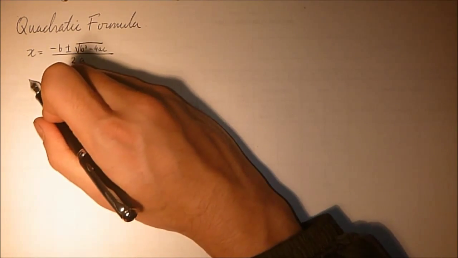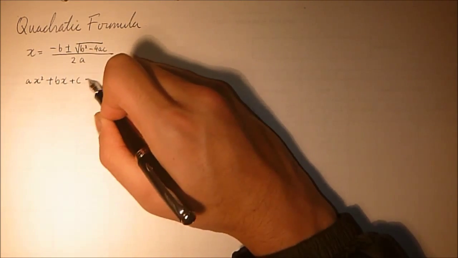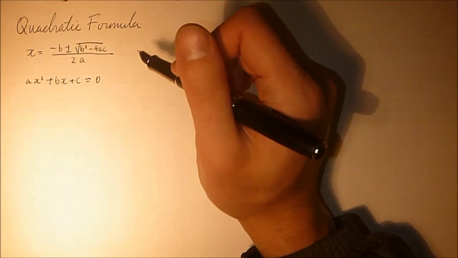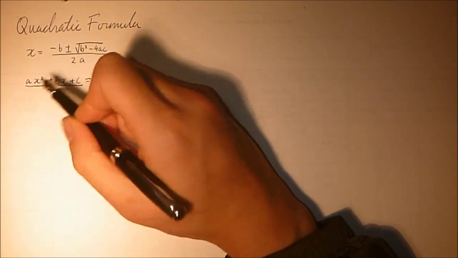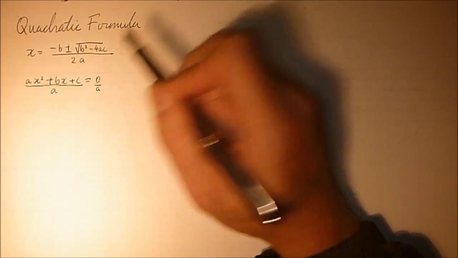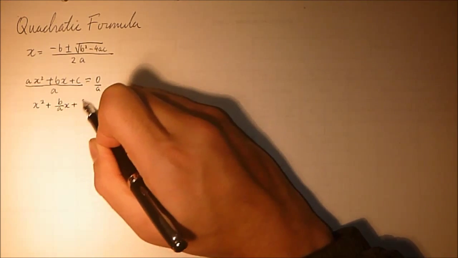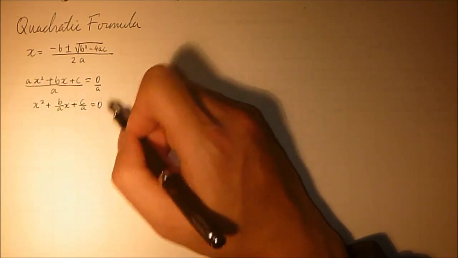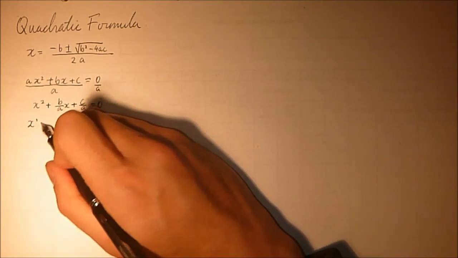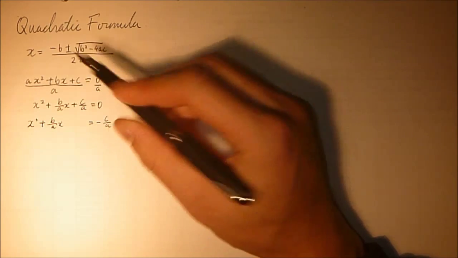So let's just have the general form, ax squared plus bx plus c equals 0. Well, remember the completing the square process. Firstly, eliminate the coefficient of x squared by dividing everything by a. So we end up with x squared plus b over a x plus c over a equals 0. And as in completing the square, we move the last term to the other side. So x squared plus b over a x equals minus c over a, since we subtract c over a from both sides.